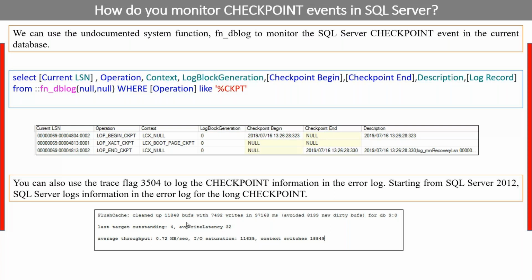Okay, let it run in the backend. No worries at all. You should not enable that trace flag. So if someone asks how we can write the checkpoint trigger information in the error log, what will you do? I will enable trace flag 3504.